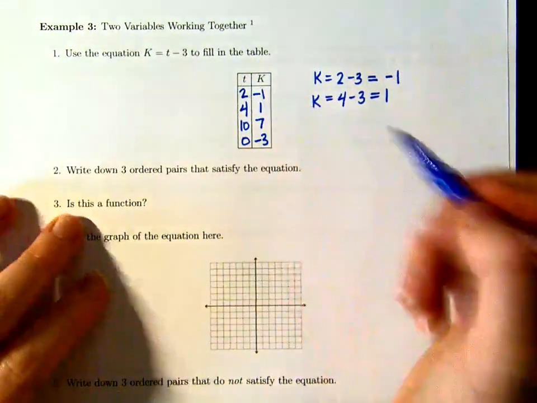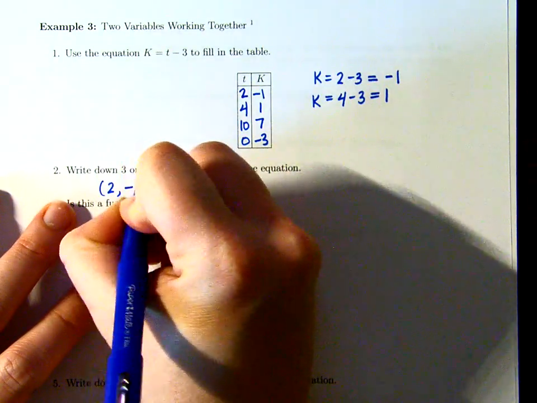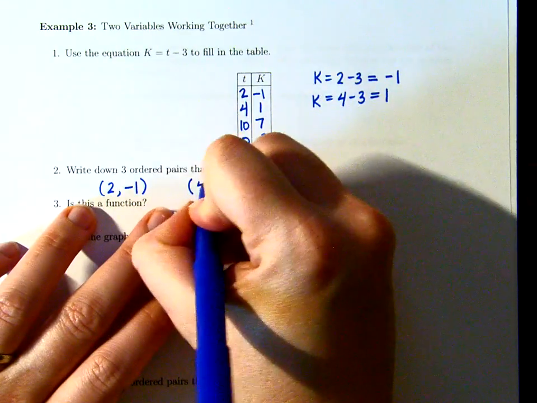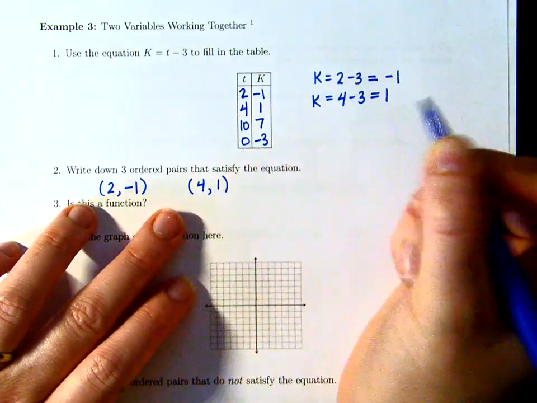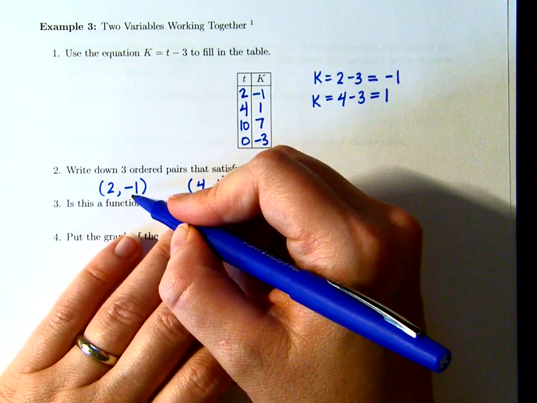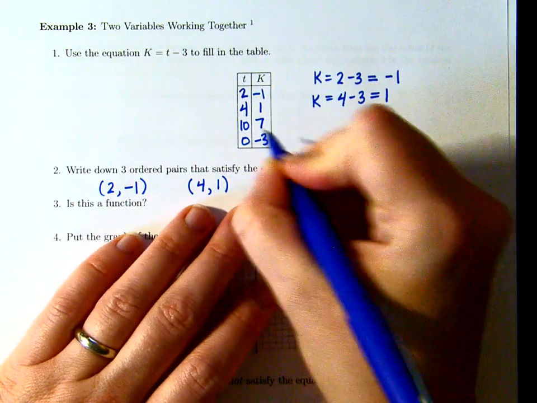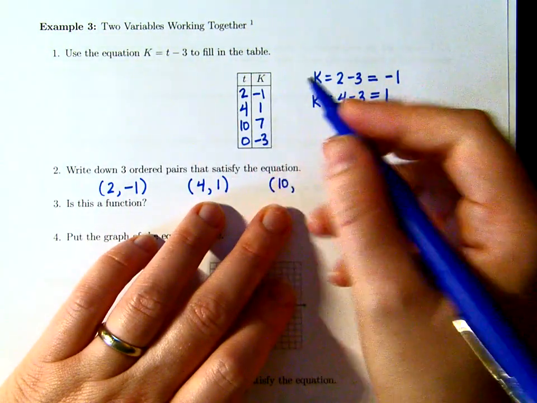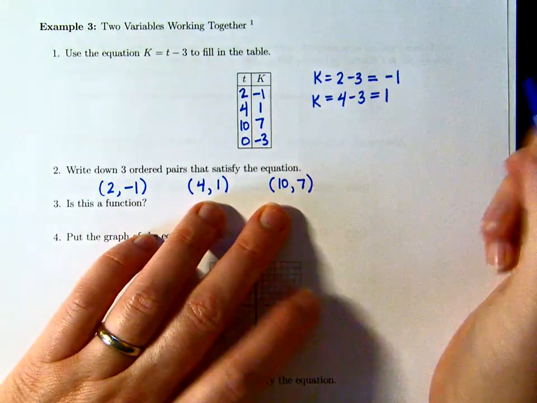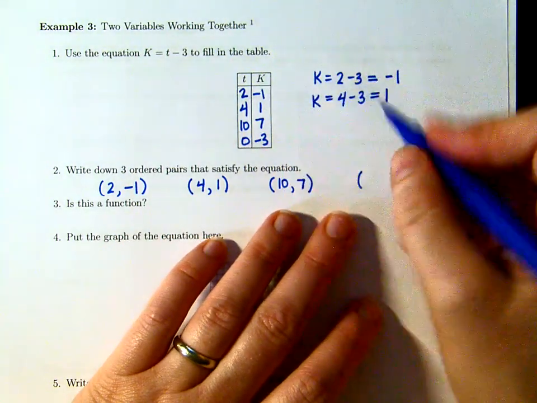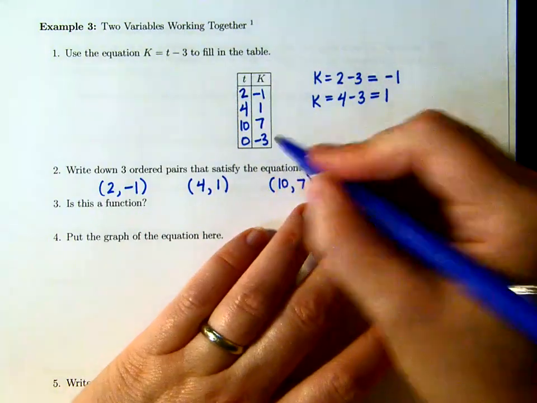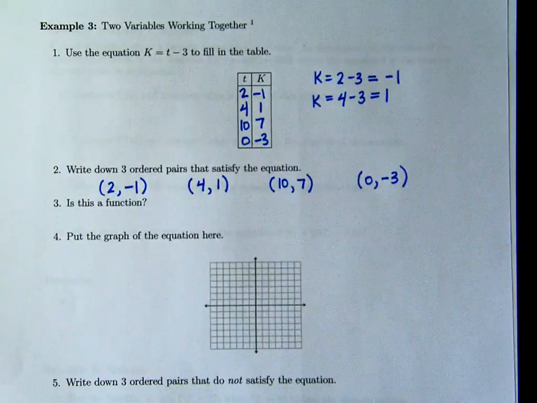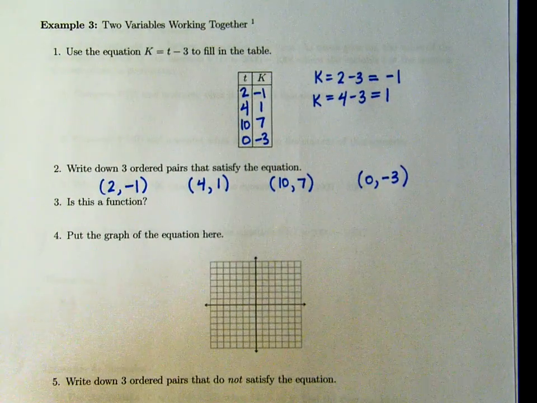Write down 3 ordered pairs that satisfy this equation. 2 corresponds with -1. The value for t equals 4 is coordinated with k equals 1. Did I say -1 over here? I hope I did. The value t equals 10 corresponds with the value k equals 7. And the value for t equals 0 is related to the k value of -3. There are my pairs.